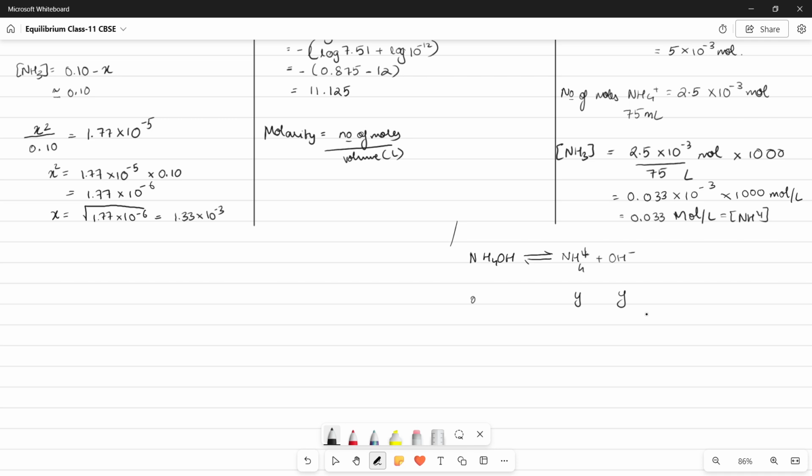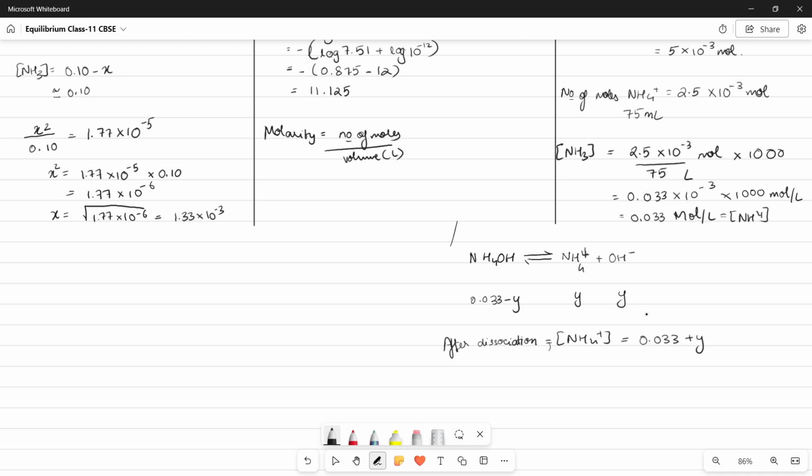Now, after it undergoes the dissociation, the concentration is going to be 0.033 minus Y, right? After neutralization, what you are left with is the ammonium ions, which is 0.033 molar, and Y also exists. So the concentration of NH4 plus is going to be equal to 0.033 plus the value of Y. But the value of Y is very, very small, so you are going to ignore it. Essentially, we assume the concentration of NH4 plus is equal to the concentration of the undissociated one, which is 0.033.